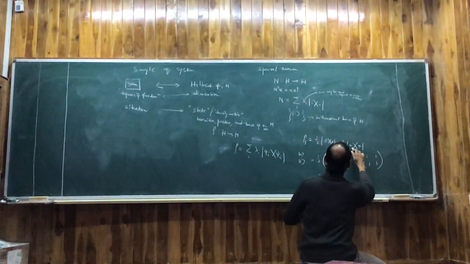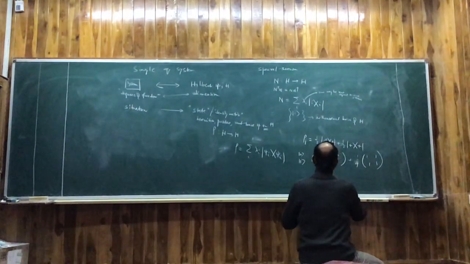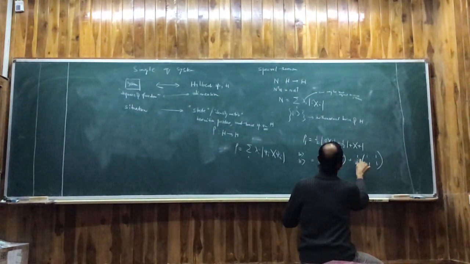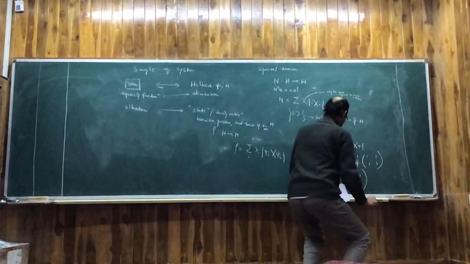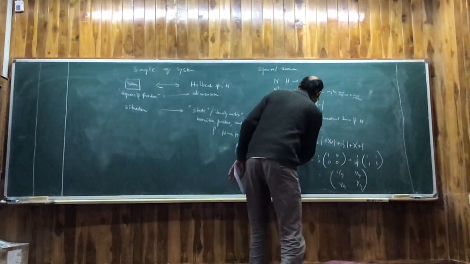There's one more half, no? There's 1 by root 2 there. So just a 4 here. Yes. So now you can write this. This is half, and this is 1/4. So it is 3/4, and this one is 1/4, and this one is 1/4. This one is 1/4. Yes, this is the matrix. This is written in this basis.